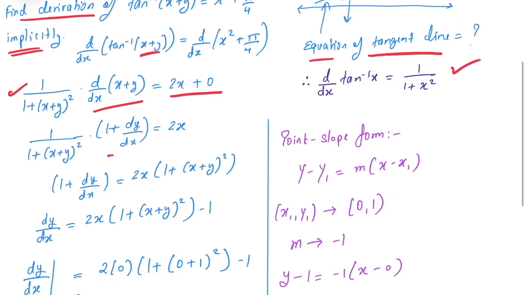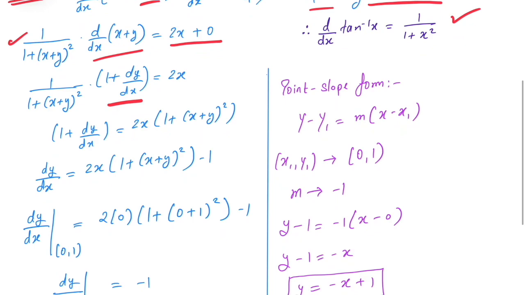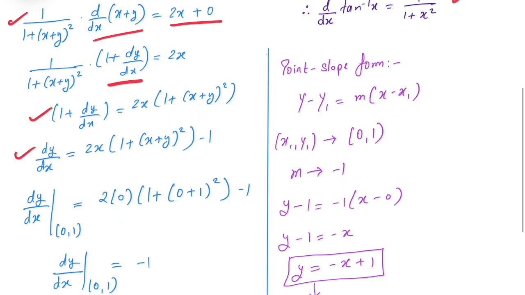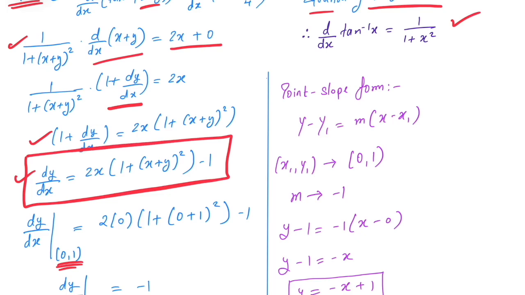After differentiating we get 1 plus dy over dx, and then we have to isolate dy over dx on one side because that's what we are looking for. We are trying to find the derivative. Now at this point we just have to put in the value. This is the general expression for the derivative of this curve.